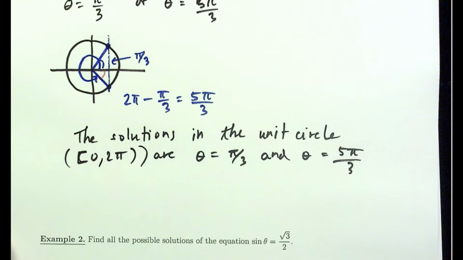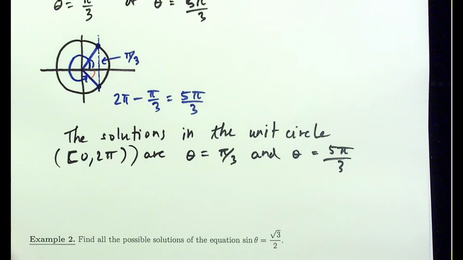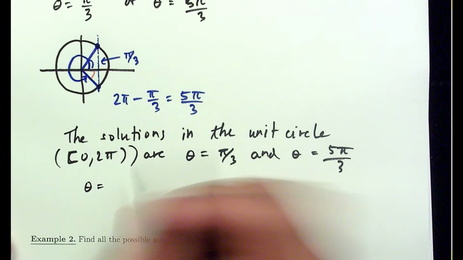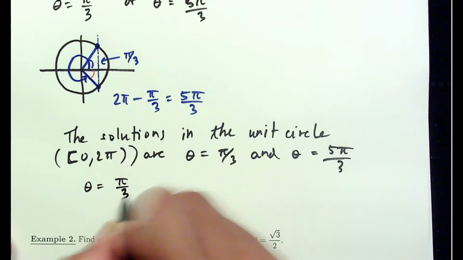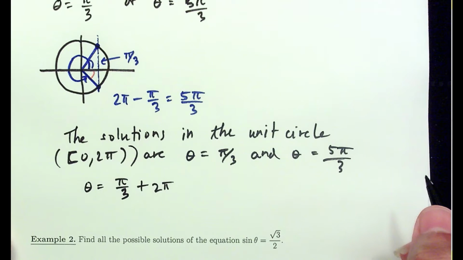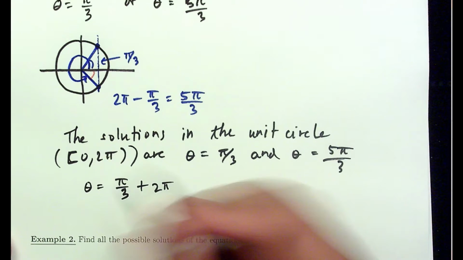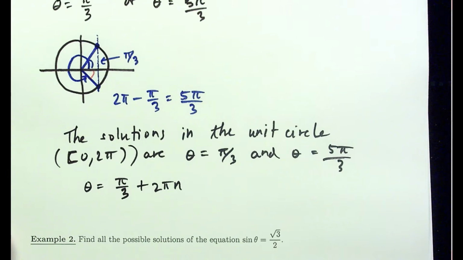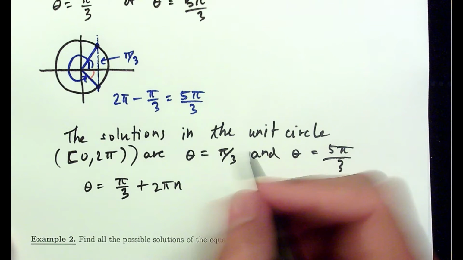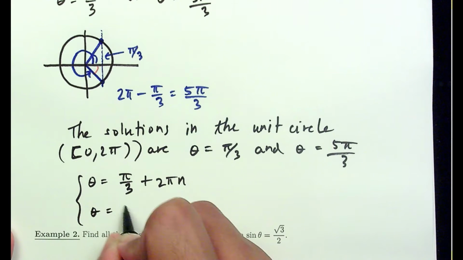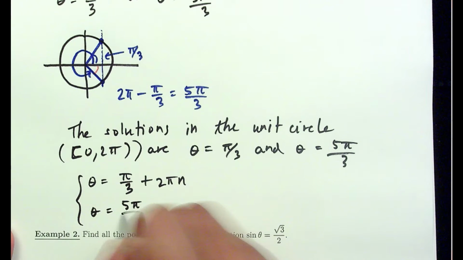Now to find all the solutions, because the solutions repeat every 2 pi, all you have to do is this. You're going to add all the multiples of 2 pi possible. How do we write that? We write it like this. You add 2 pi, but actually all the multiples of 2 pi. You could add 2 pi, add it again, that would be 4 pi, etc. So this is how we write that. We write pi over 3 plus 2 pi n, where n is an integer. And then you do the same thing for the other one.